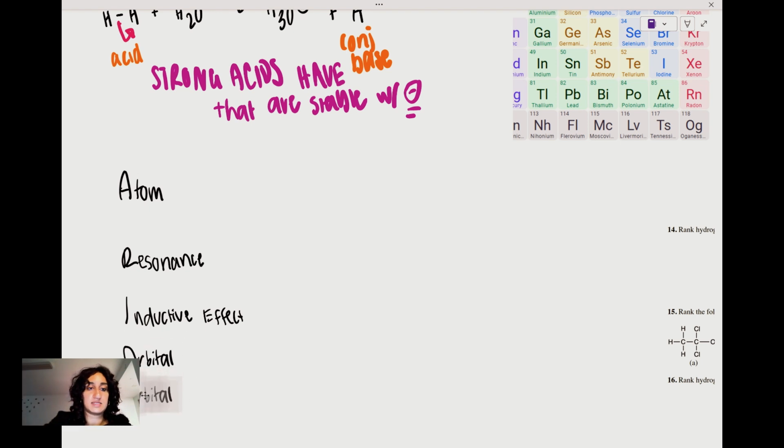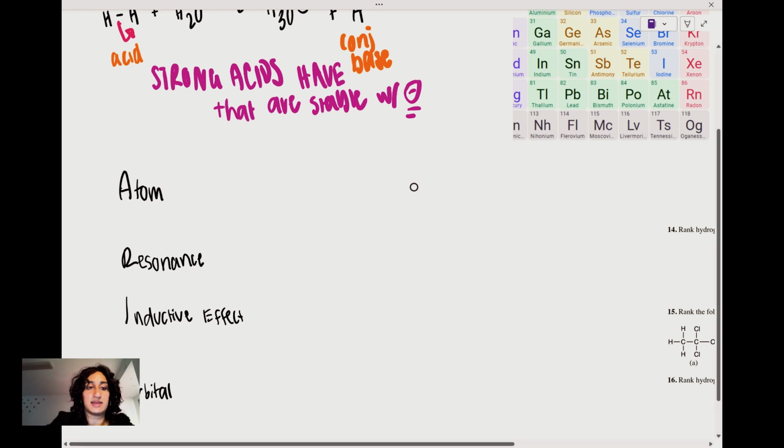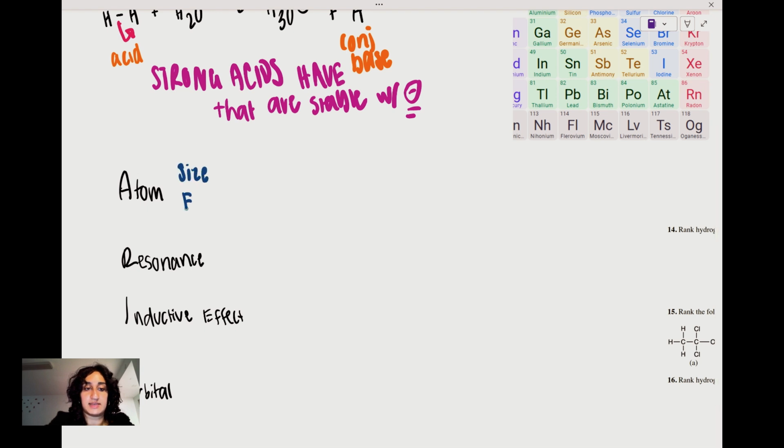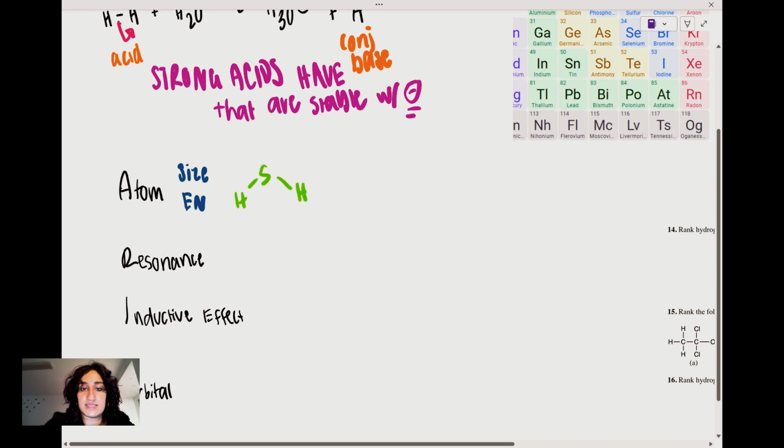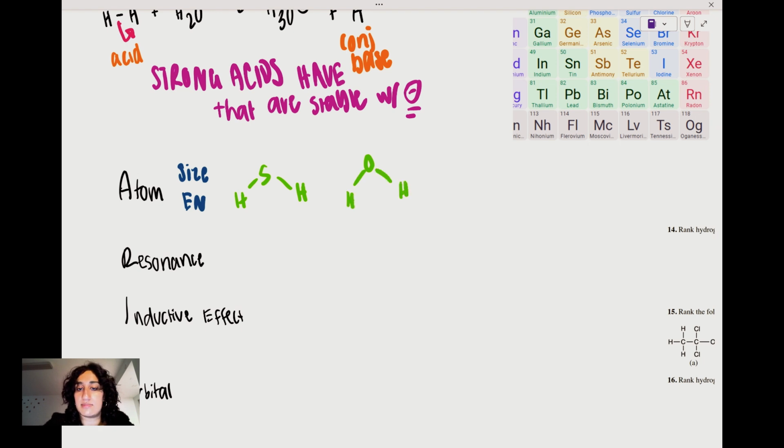So atom, what does that mean? There's two things that come inside the umbrella of atom, and that is size and electronegativity. So I am going to give 3 arbitrary examples of potential acids, and we're going to rank them. Let's say you have SH2, OH2, and NH2.